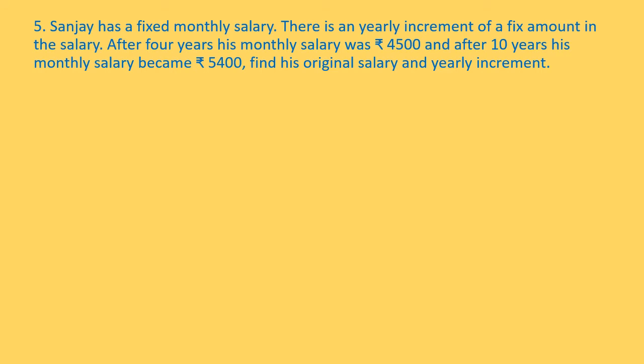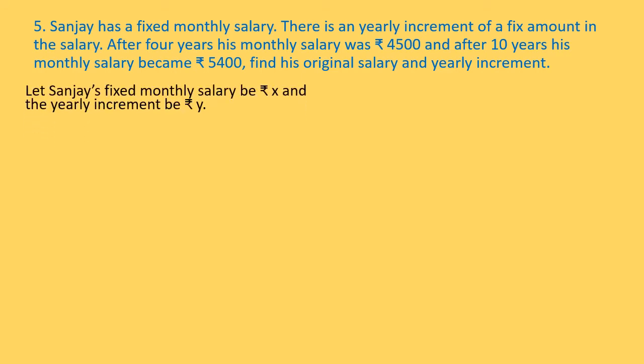There is a yearly increment of a fixed amount in the salary. After 4 years, his monthly salary was 4,500, and after 10 years, his monthly salary became 5,400. Find his original salary and increment. That means you have to find out both X and Y.